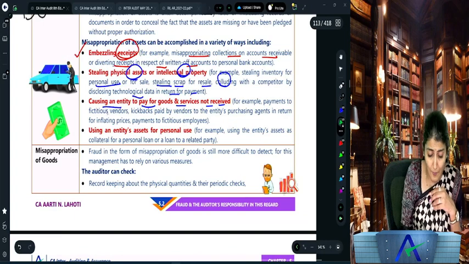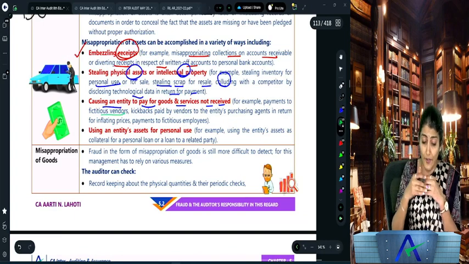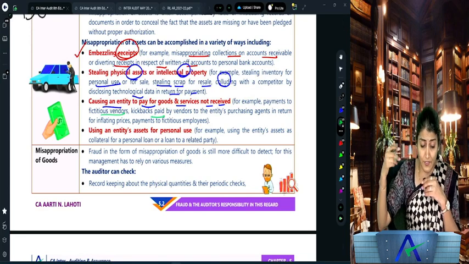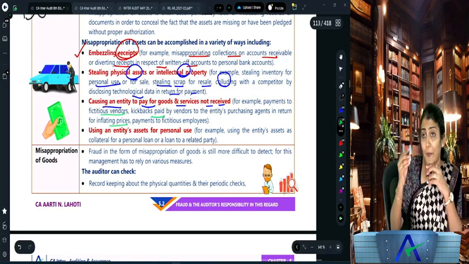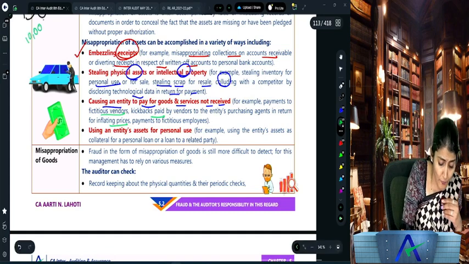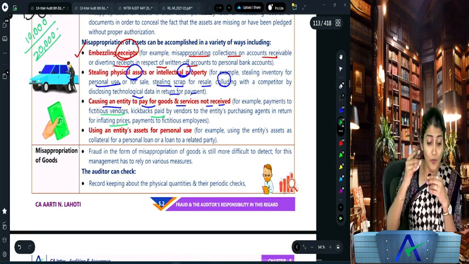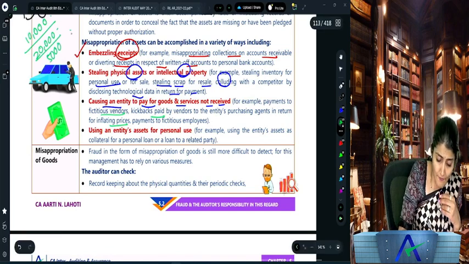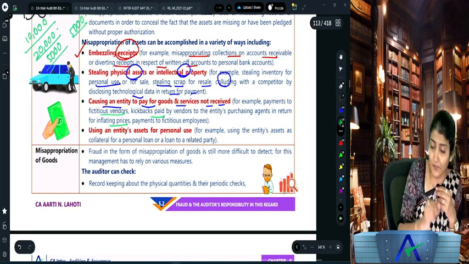That means payments are being made to the fictitious vendor. Second, you get a kickback paid by the vendor to the entity's purchase agent in respect of the inflating prices. What does that mean? From the supplier you've purchased goods of 10,000, but the supplier sends a bill of 20,000. You process the payment of the 20,000, and the additional 5,000 is shared between the two.